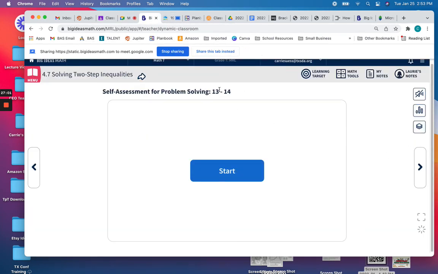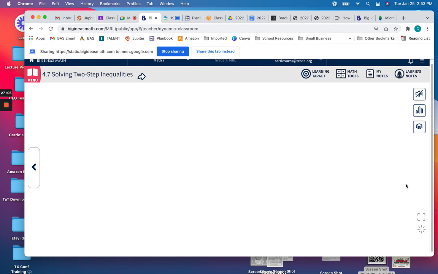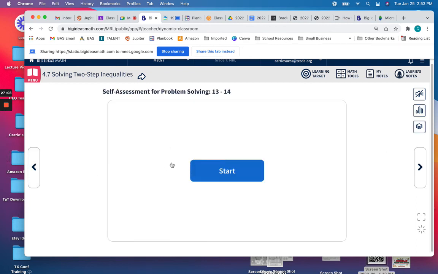Okay, 7th grade, you need to finish self-assess number 13 and 14, and that's the end of your assignment. It's not due until tomorrow, so just make sure you get it done. Alright?